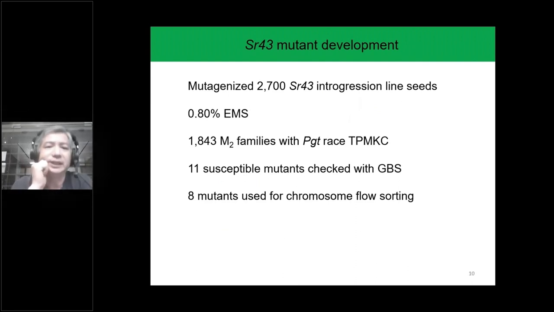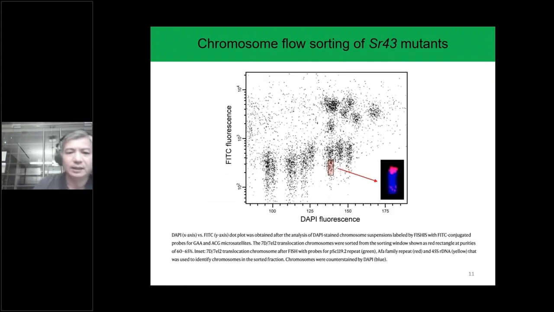So we mutagenized 2,700 SR43 introgression seeds with 0.8% EMS, and we screened more than 1,800 M2 families with stem rust, and we verified 11 susceptible mutants with GBS, and we chose 8 mutants for the chromosome flow sorting. This figure shows the chromosome flow sorting window in the red rectangle, and the target chromosome is 7D.